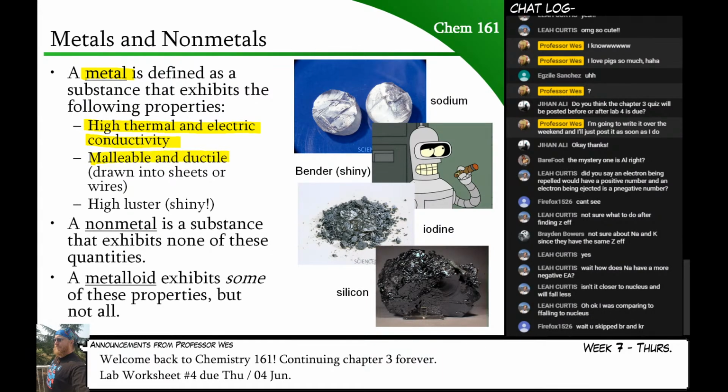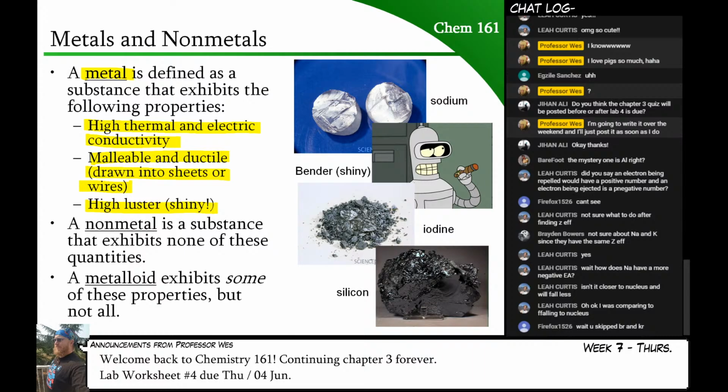They are malleable or ductile, which means that if something is malleable, you can hit it with a hammer and it gets thinner and thinner and thinner. If it's ductile, you pull on it and it becomes a wire of thinner and thinner gauge. And then finally, metals are shiny. Just like Bender.